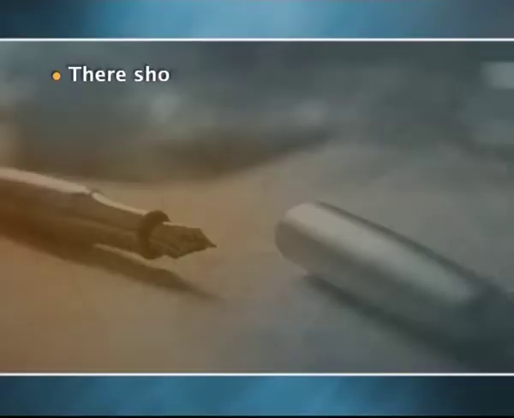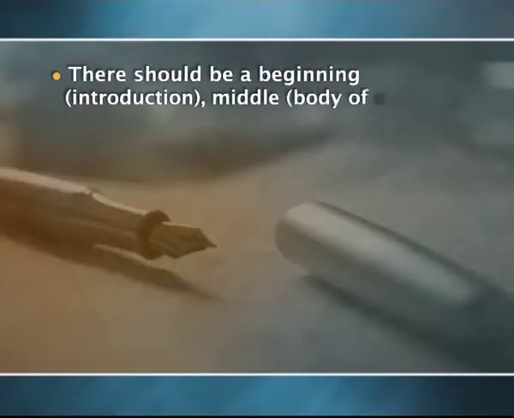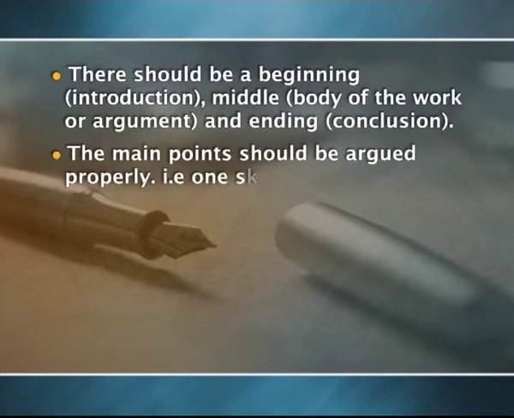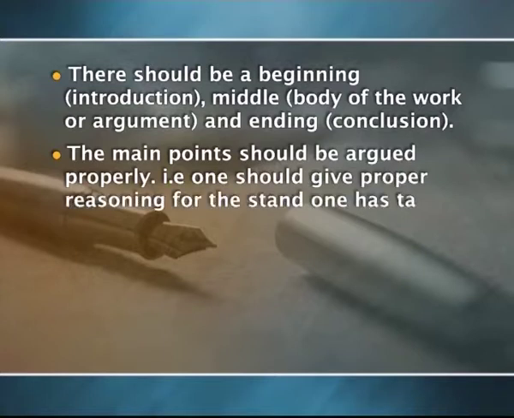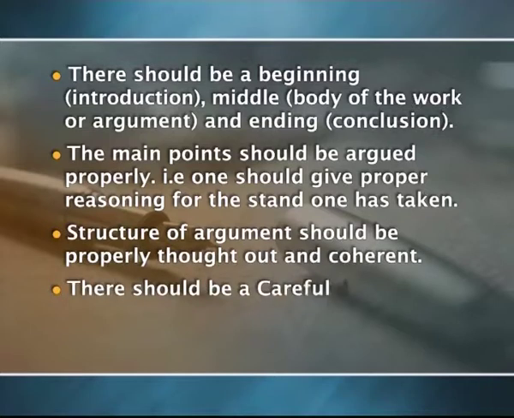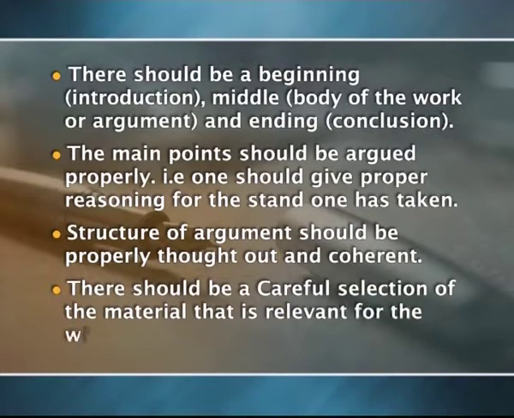Unity, coherence, and emphasis. All the three components are very important things while writing. It provides a stream of thoughts and helps in the logical progression of ideas. For a good writing piece, there should be a beginning, introduction, middle, body of the work or argument, and ending, conclusion. The main points should be argued properly, that is, one should give proper reasoning for the stand one has taken. Structure of argument should be properly thought out and coherent. There should be a careful selection of the material that is relevant for the writing.